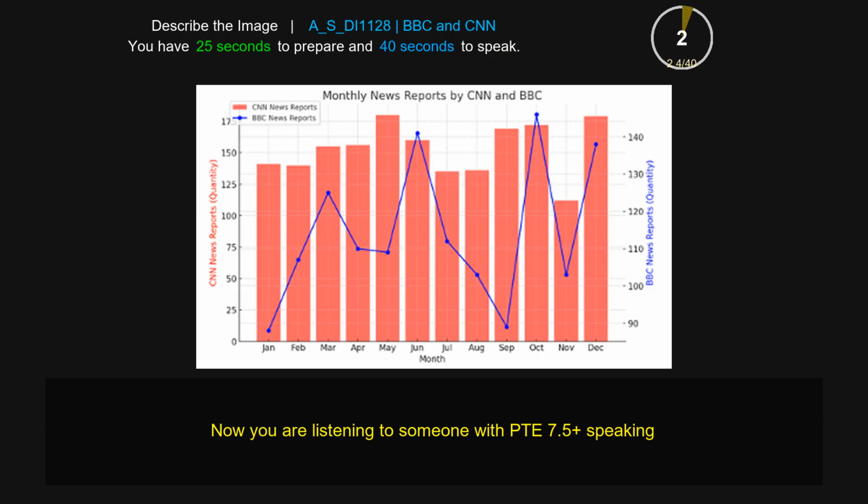The given picture provides information about BBC and CNN. From the picture, it is clear that monthly news report by CNN and BBC is the subtopic of the picture. In the picture, the red represents CNN news reports, while the blue represents BBC news reports. On the x-axis, there are months such as January to December, while on the left side of the y-axis, there is CNN news report quantity, while on the right side, there is BBC news reports quantity.